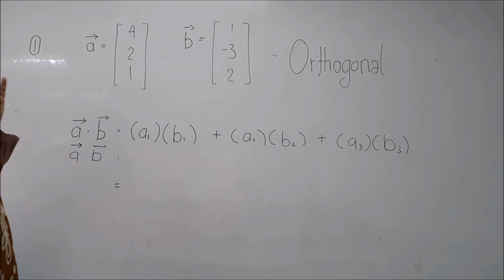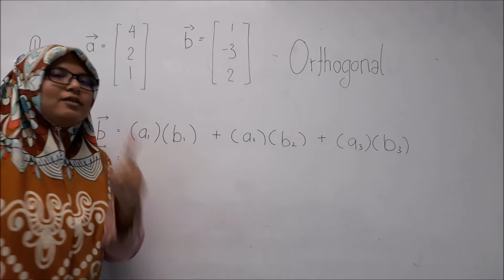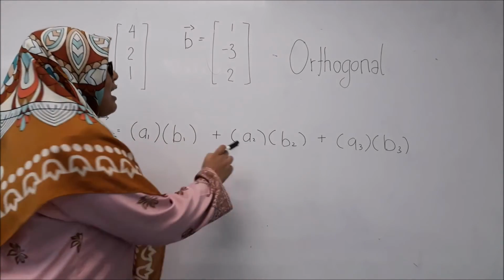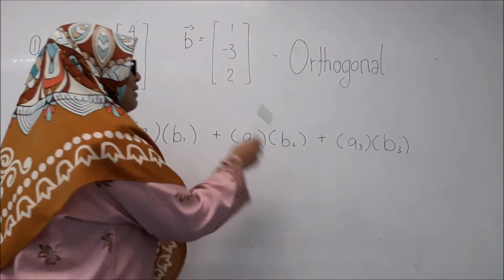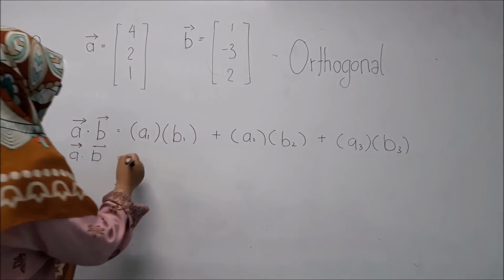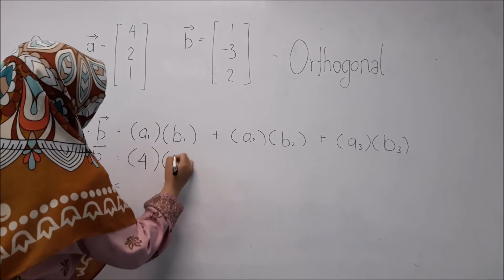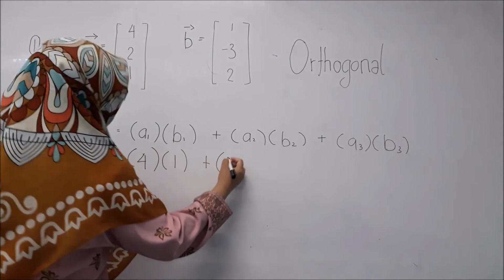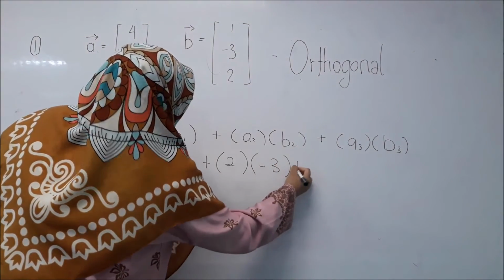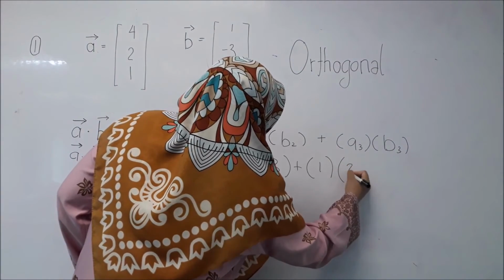Vector A dot vector B. How are we going to solve this problem? The first component, A1 times B1, plus the second component, A2 times B2, plus the third component, A3 times B3. Okay, let's solve it. A1, 4, times B1, 1, plus A2, 2, times B2, -3, plus A3, 1, times B3, which is 2.